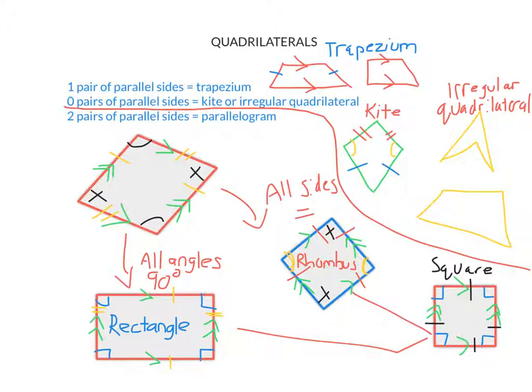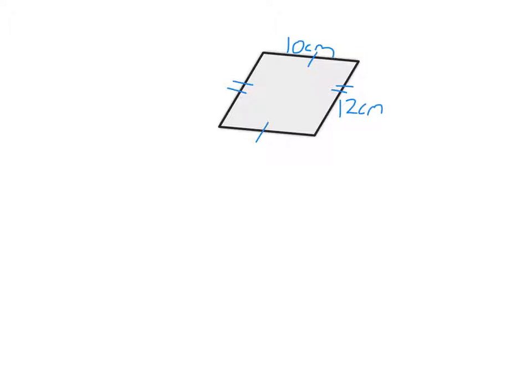Let's just look at a few quick examples of this. You're given a shape like this. It's a quadrilateral because it has four sides. Now, because opposite sides are equal, it must be a parallelogram. So make sure you can spell these properly as well. So parallelograms need to have two pairs of parallel sides, don't they? Well, it turns out if the opposite sides are equal, they will also be parallel.